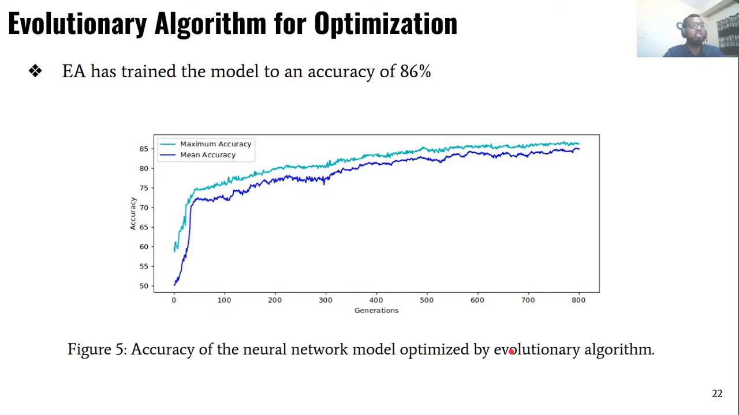Now in the case of the evolutionary algorithm, after 800 generations of evolution, we achieved 86% accuracy. So our maximum accuracy was 86% in evolutionary algorithm training.